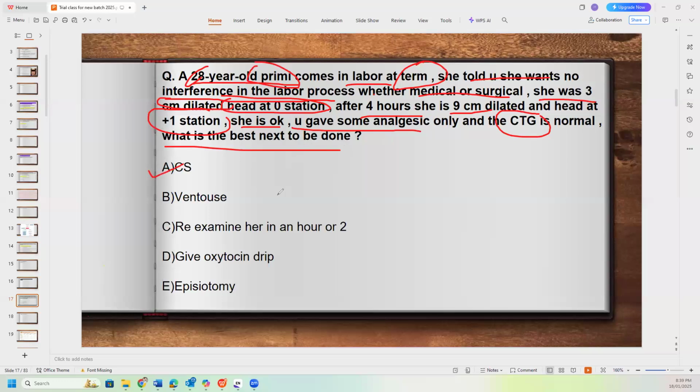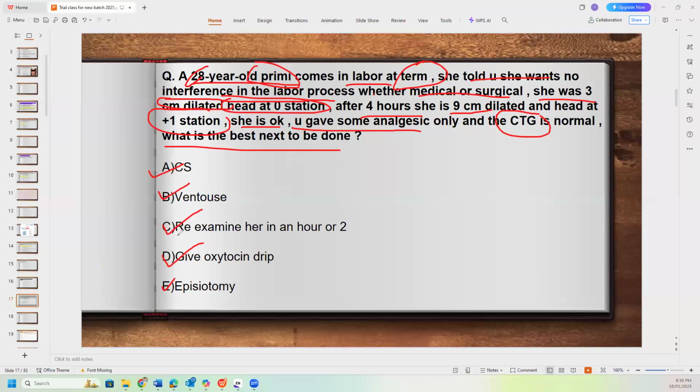Would you do a cesarean section? Would you do a ventouse vacuum delivery? Would you re-examine her in an hour or so? Would you give oxytocin to move things along? Or would you do an episiotomy at this stage?